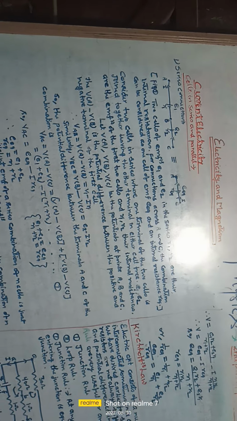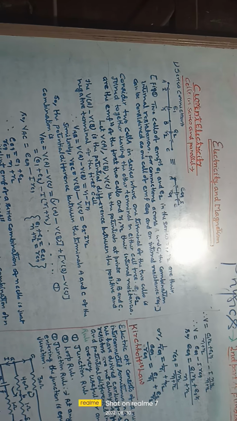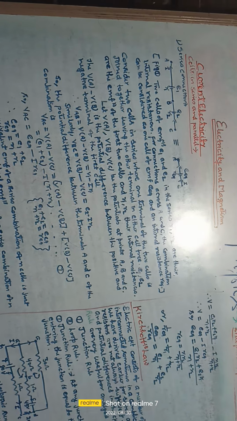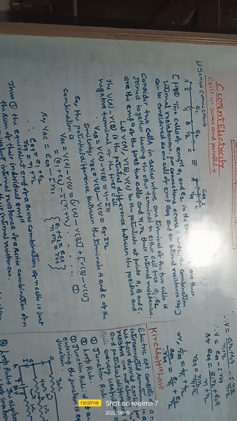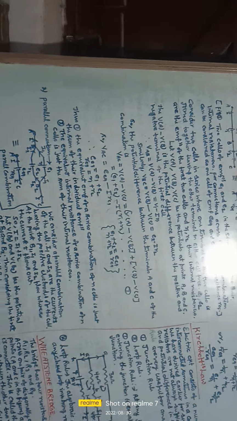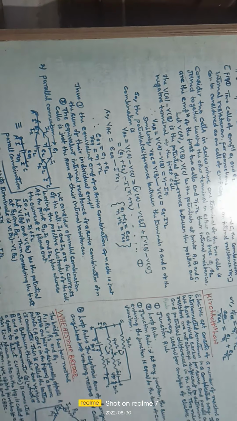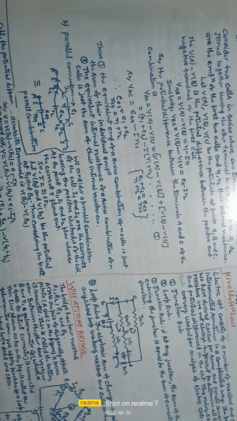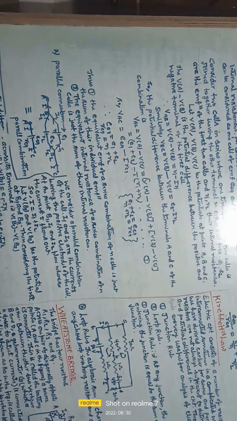So the potential difference between the terminals A and C of the combination is VAC equals VA minus VC equals VA minus VB plus VB minus VC equals E1 plus E2 minus I into R1 plus R2. So VAC equals E equivalent minus I R equivalent. Therefore E equivalent equals E1 plus E2 and R equivalent equals R1 plus R2. So the equivalent EMF of a series combination of n cells is just the sum of their individual EMFs. The equivalent internal resistance of a series combination of n cells is just the sum of their internal resistances.